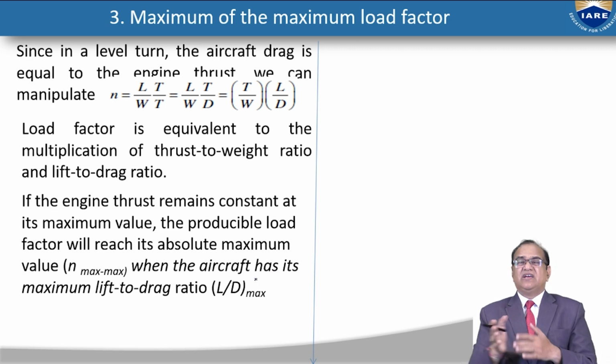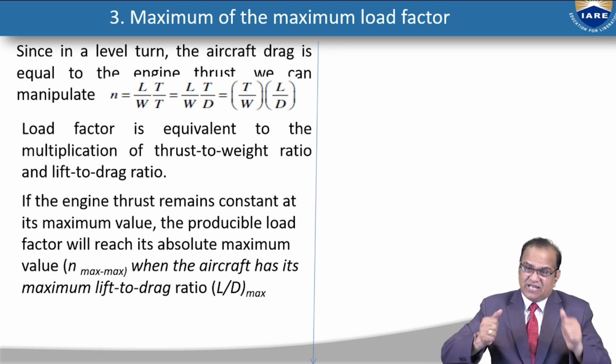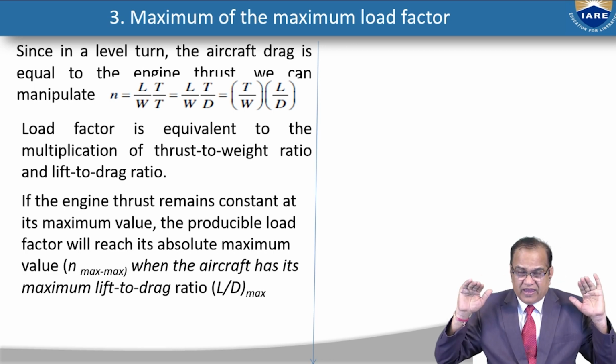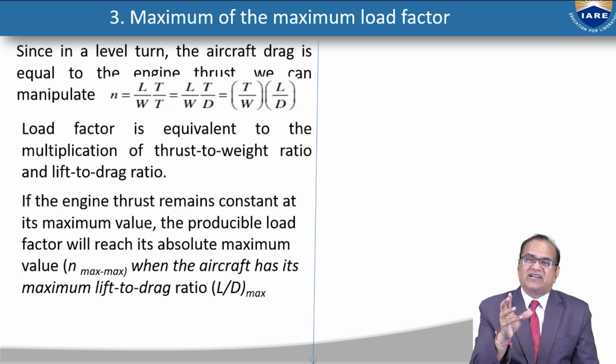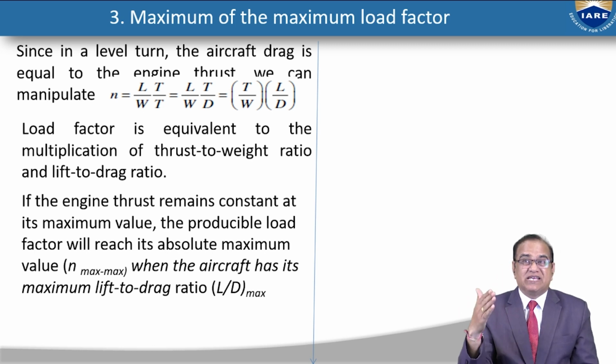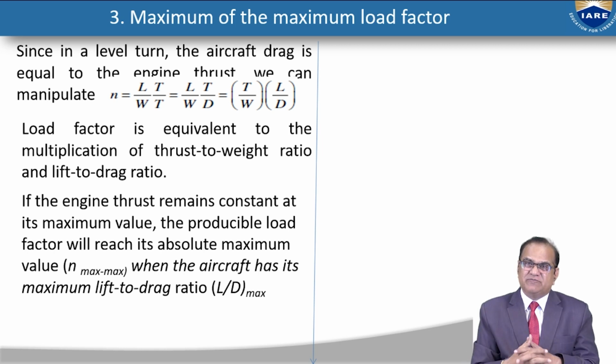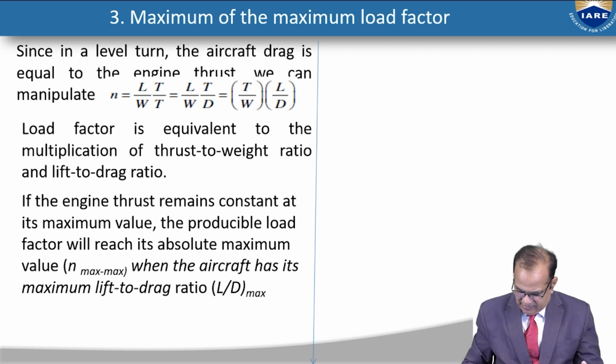So this is the condition: if you are putting full throttle, the aircraft is going at full speed and at the highest L by D ratio, that load factor is called N max max. It is the maximum of the maximum load factor. It depends upon the lift to drag ratio or the glide ratio, L by D maximum. So if the L by D is maximum and thrust is also maximum, whatever load factor we are getting is the maximum of the maximum load factor.